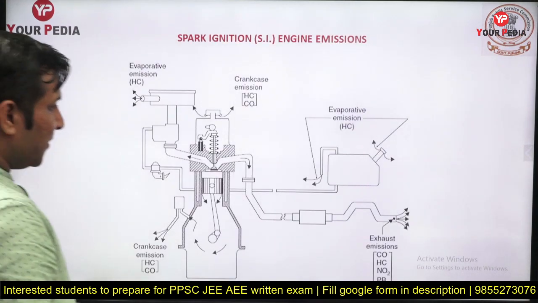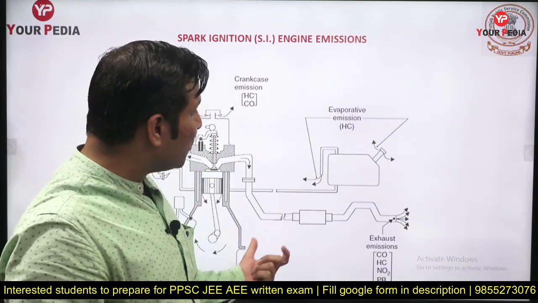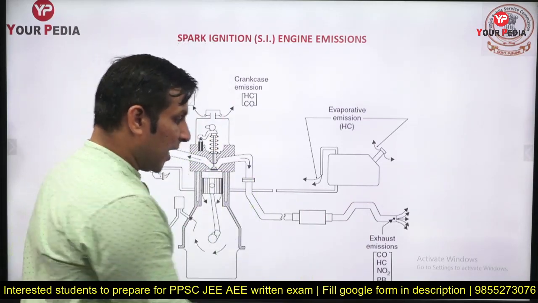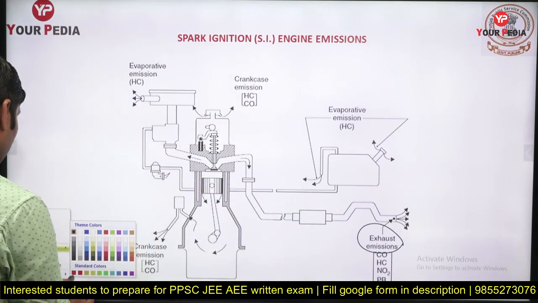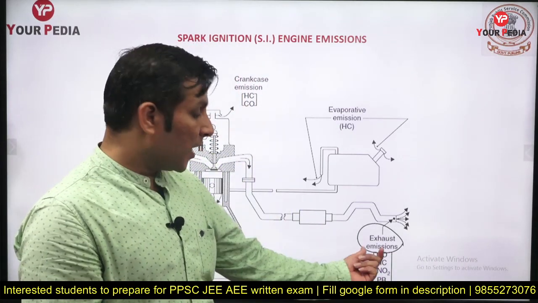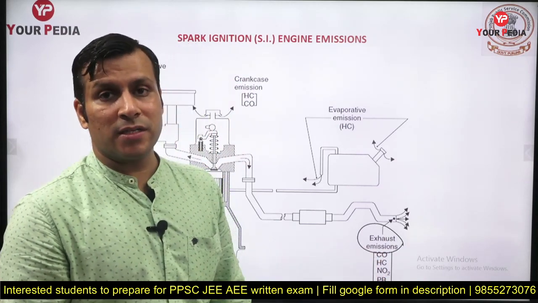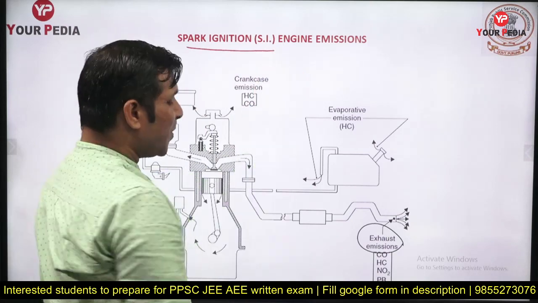So guys, in SI engine, what are the various sources? SI engine is a source, petrol engine is a source, but in SI engine also, what are the various points where we are going to observe the emission? So guys, first the exhaust emission. Exhaust emission means the pollutants which are coming out through the exhaust gases, like carbon monoxide, hydrocarbon, NOx, and lead. In petrol engine, nowadays this is banned. We don't add tetramethyl lead in the petrol engine.